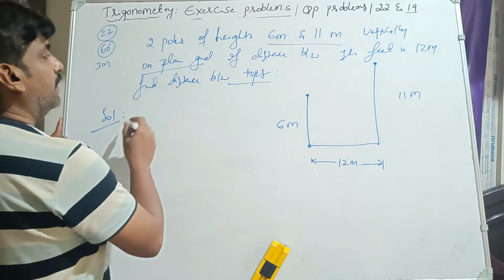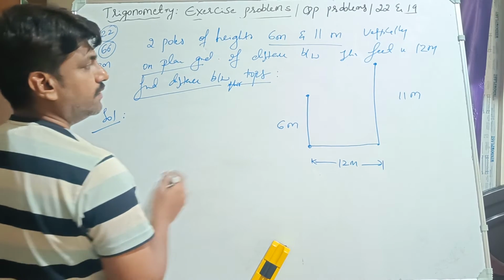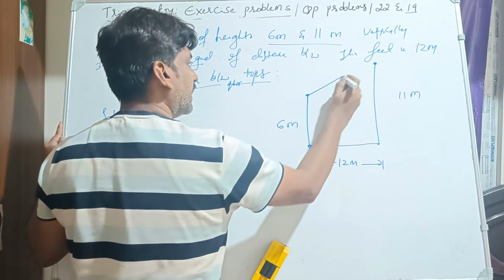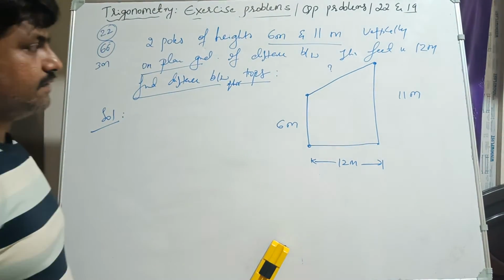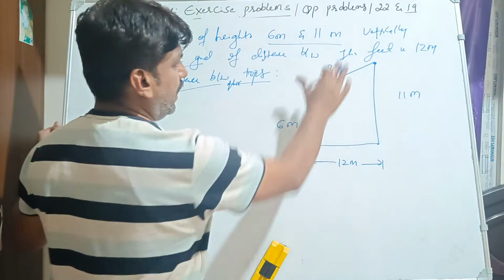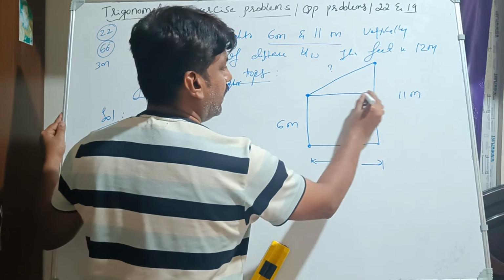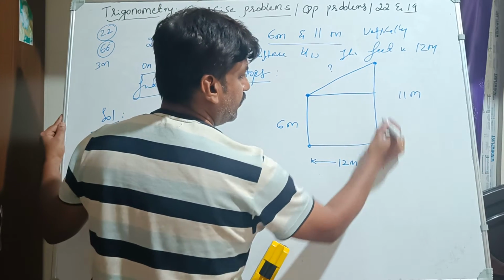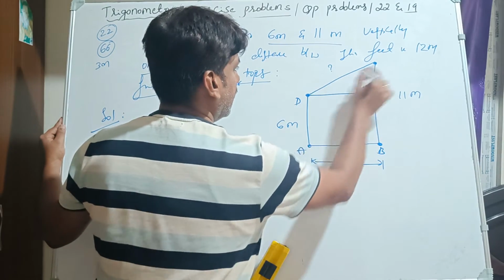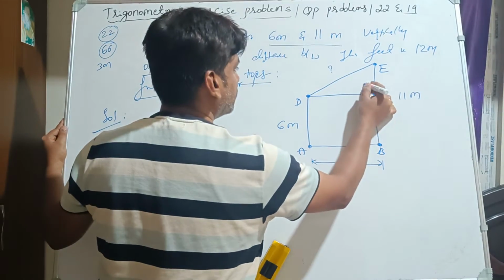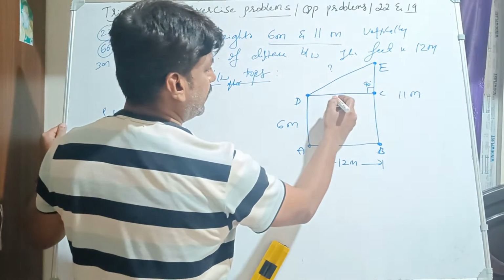right? What they are asking: find the distance between their tops. That is nothing but they are asking this much; you should find this. So for this, I want some triangle. When you draw one parallel line to this ground, you will get the triangle. So I will mention this as A, B, C, D, and E, and obviously this becomes a right angle triangle.